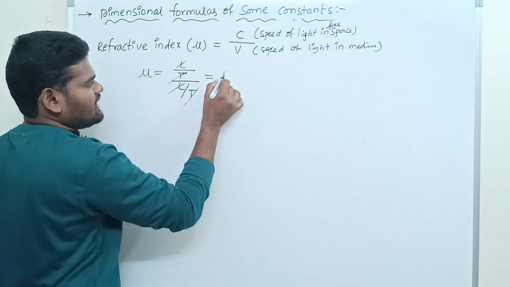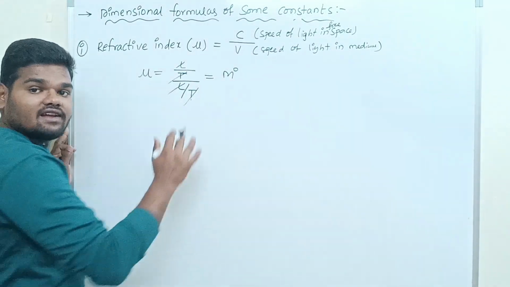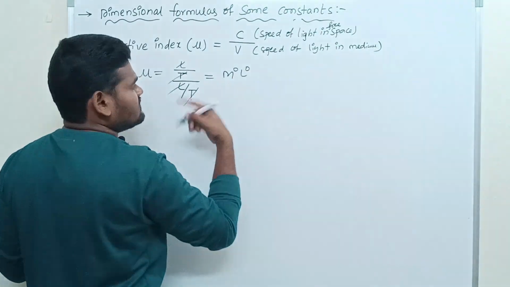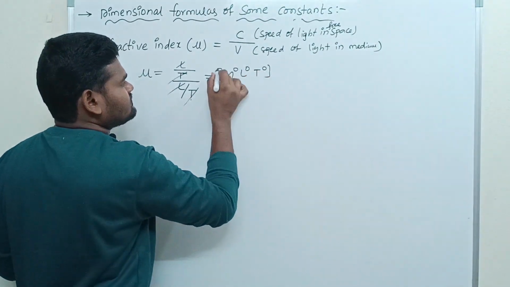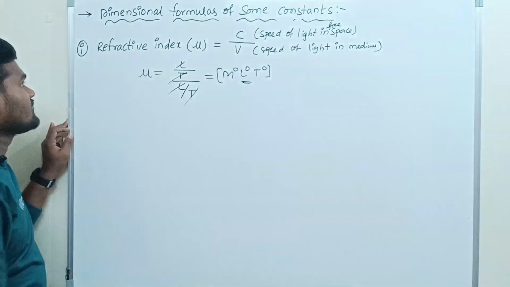L and L cancel out. So any mass term is there? No. Any length term is there? All length terms are cancelled out. L power 0. Any time term is there? No. So M power 0, L power 0, T power 0.